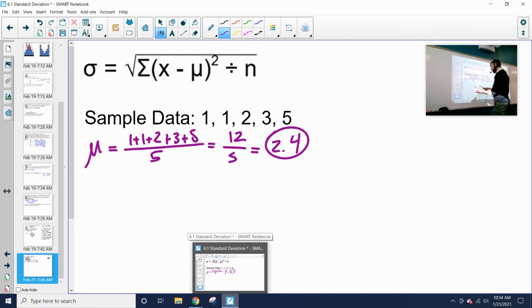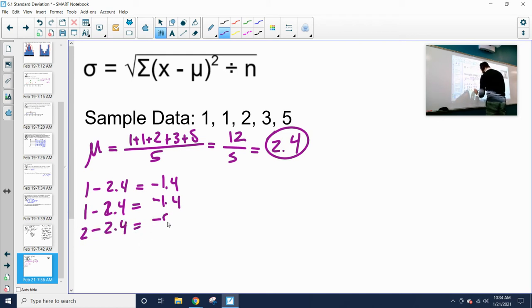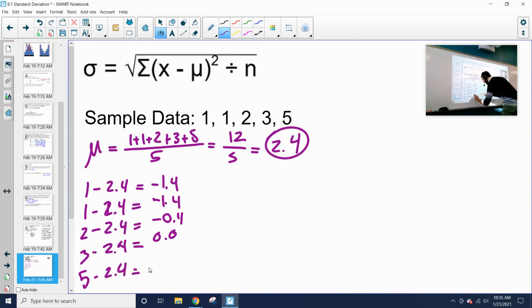Step number 2, we had to subtract the mean from each of our values. So I'm going to take each of my values and I'm going to subtract 2.4 from it. So 1 minus 2.4 gives me negative 1.4. Well, my second point is also 1, so that's going to give me the same answer. 2 minus 2.4 gives me negative 0.4. 3 minus 2.4 gives me 0.6. And then 5, my last term, minus 2.4, gives me 2.6. All right, so that's my second step where I subtracted.